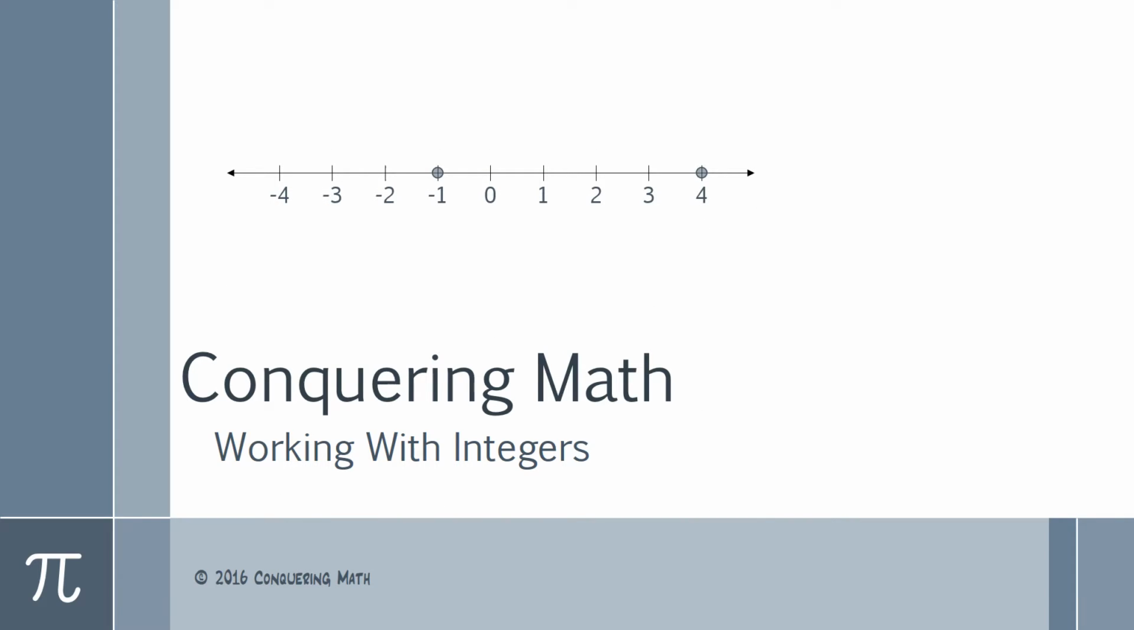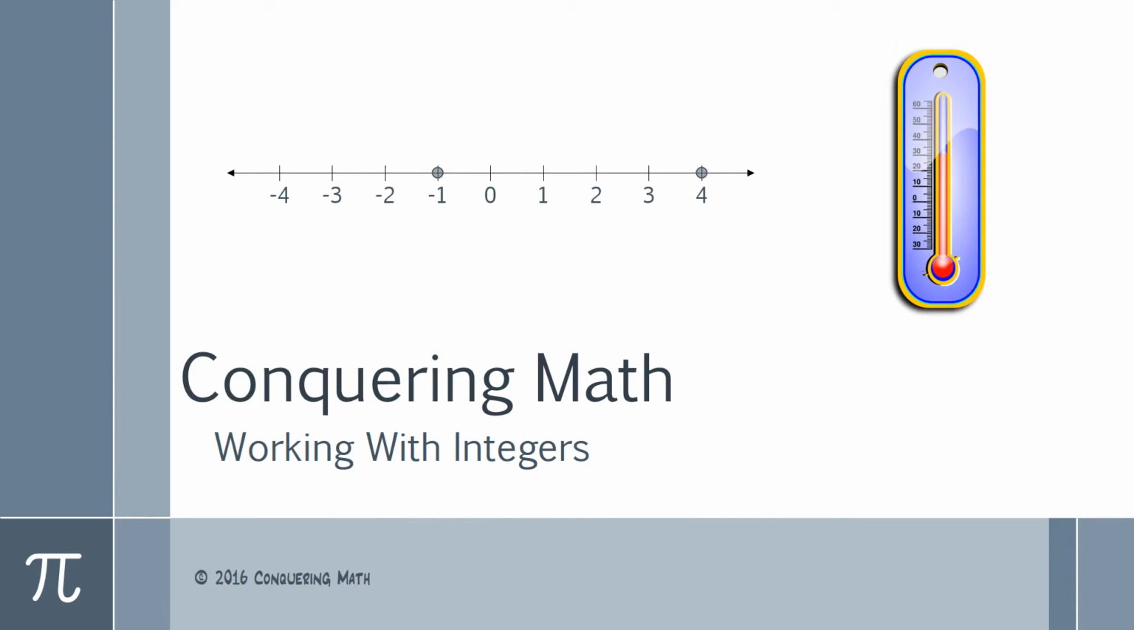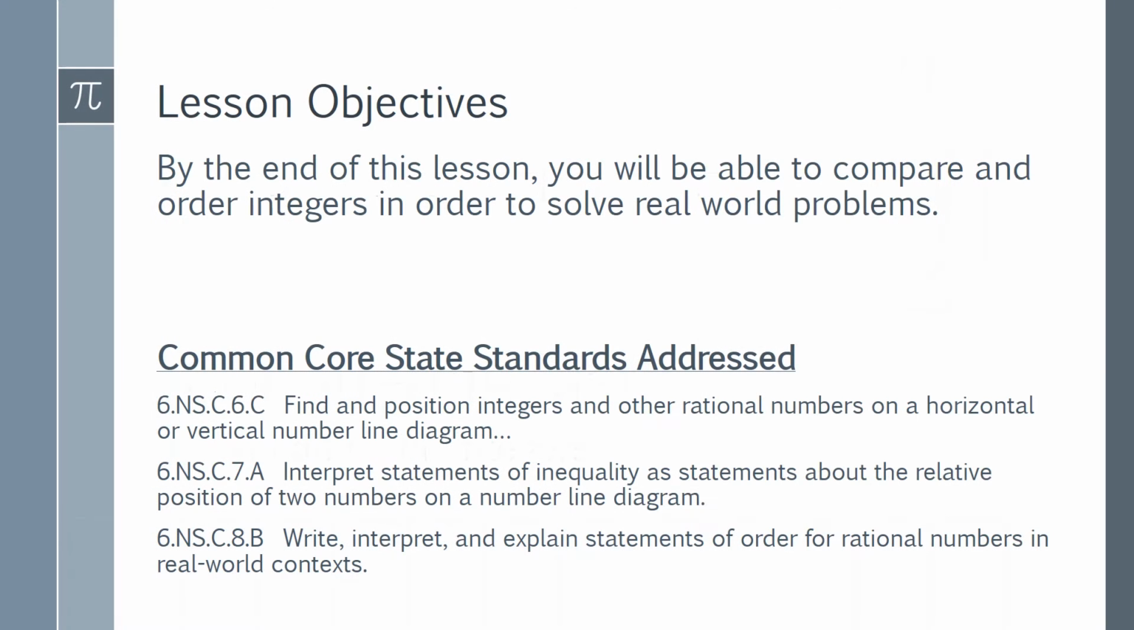Today we will continue working with positive and negative integers. Let's dive on in. By the end of today's lesson, you will be able to compare and order integers in order to solve real-world problems. The Common Core state standards today are 6.NS.C.6C, 7A, and 8B.